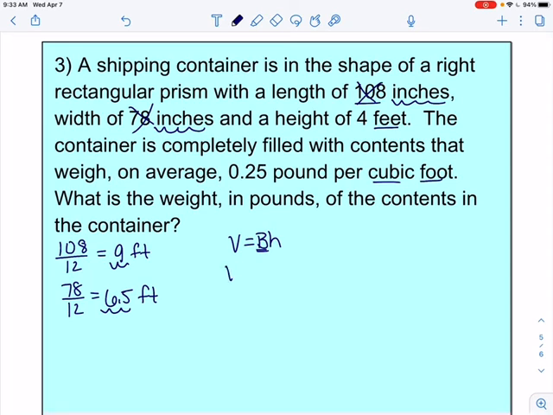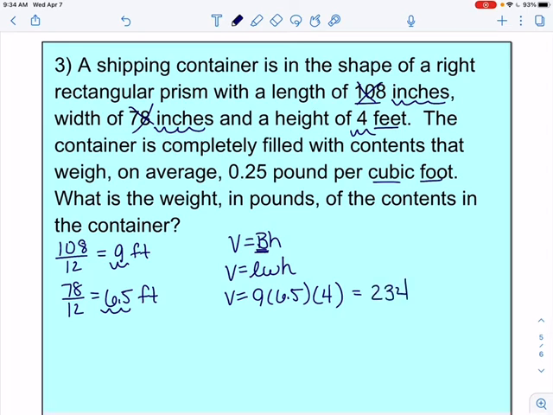So again, the volume then, take that area of the base, length times width, and bring down the height. So it's going to be length times width times height. When we calculate that, just please make sure that you're doing everything in terms of the feet. So we're going to have the 9 feet, the 6.5 feet, and our other one was 4, and it was already in terms of feet. So we're going to do 9 times 6.5 times 4. And when you do that, the volume is going to be 234.